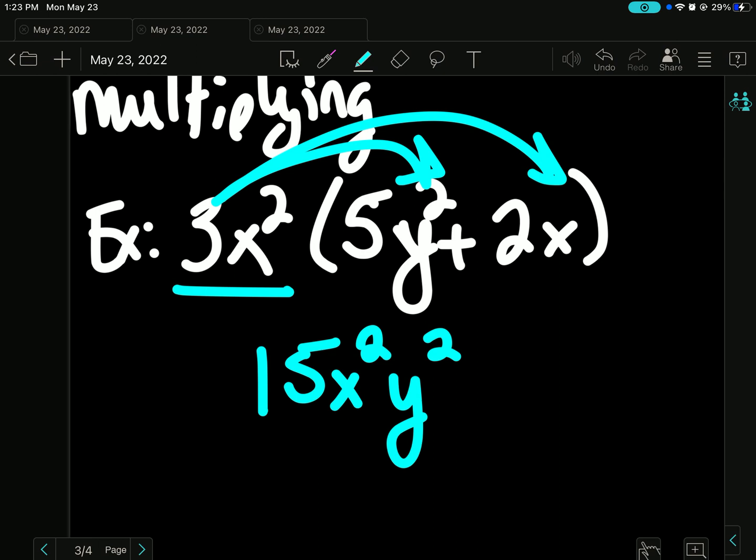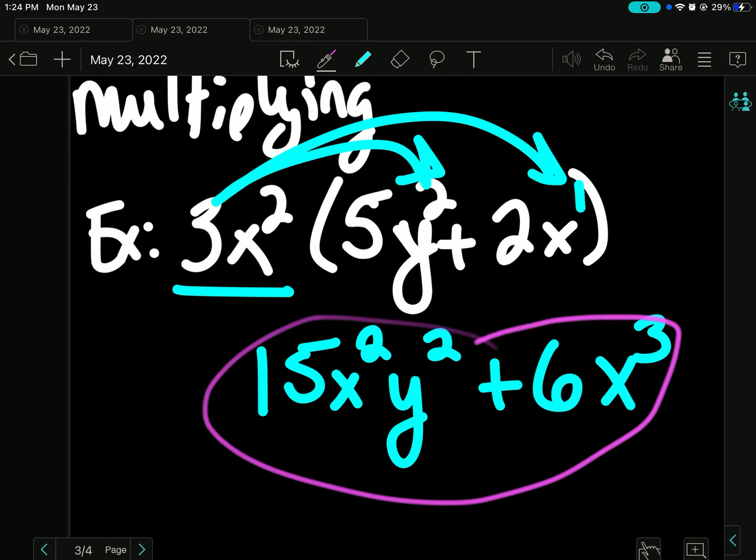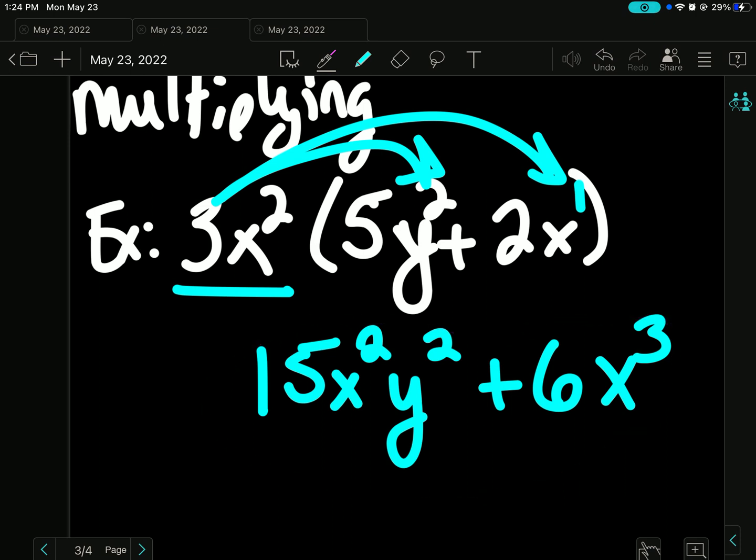Okay. And then we're going to do 3x squared times 2x. Well, 3 times 2 is 6, and x squared times x is x cubed. There's an invisible 1 here. Remember, there's not really a standard form when there's 2 variables, so typically we might write the 6x cubed in front. You can just look at the exam and see which way they have it written when you get there.